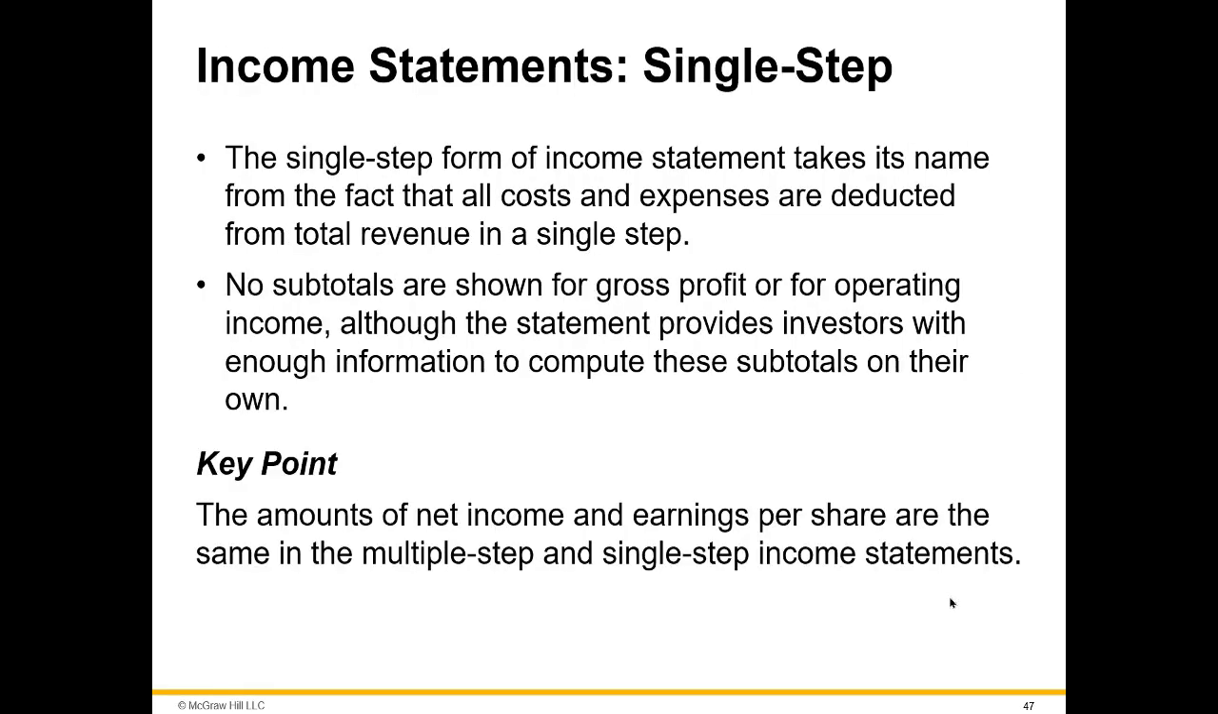The single step income statement follows that form. It's just all revenues, all expenses shown in that order. And some prefer it that way. Some do not prefer it that way. They like the detail. Most companies, at least most publicly traded companies, use a multiple step income statement, particularly if they have a cost of goods sold, if they show that.